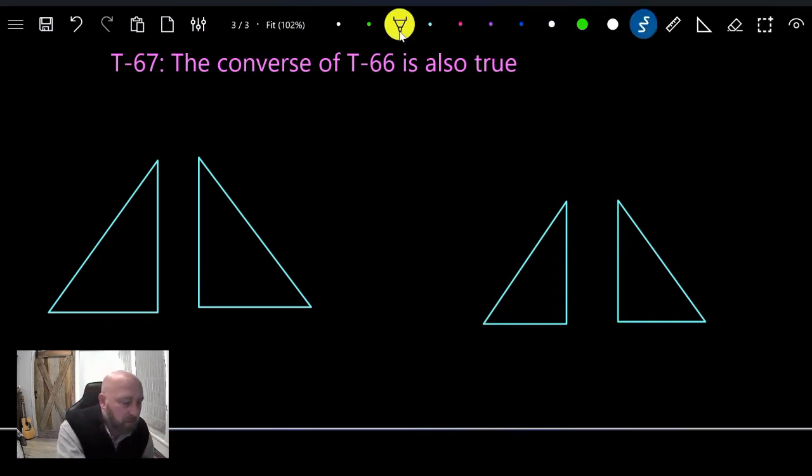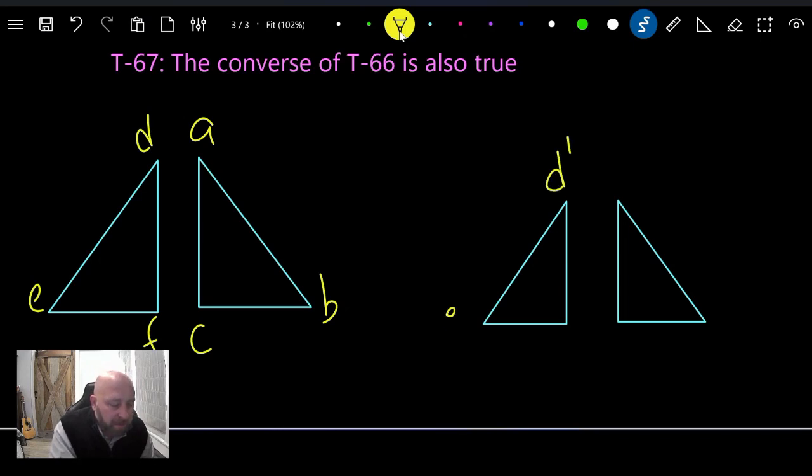Now, what they're saying is if these two triangles are similar, and they are, so in other words, this one, I'll label A, B, C, and we'll call this one D, E, and F. So we'll label these the same: D prime, E prime, and F prime. And over here, we're going to have C prime, B prime, and A prime.